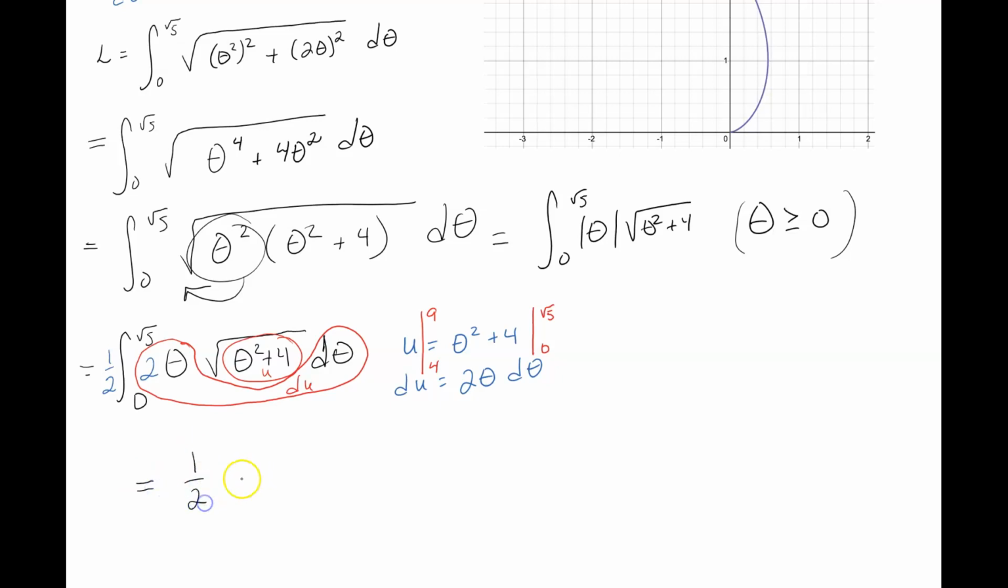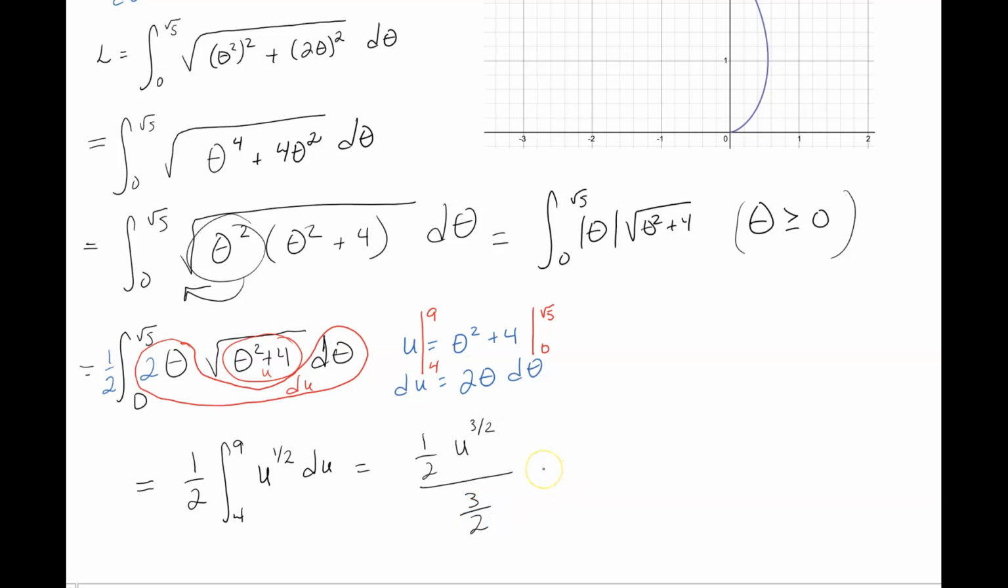Once we've adjusted the limits of integration, we have a 1/2 sitting on the outside. We have an integral from now 4 to 9 of u to the 1/2 power, because it's the square root, du. So what does this look like? Well, this is 1/2 u to the 3 over 2, because you add 1 to the exponent, and then you divide by 3 over 2. All right? But as I always tell my students, remember to KFC. So again, we're evaluating from 4 to 9.